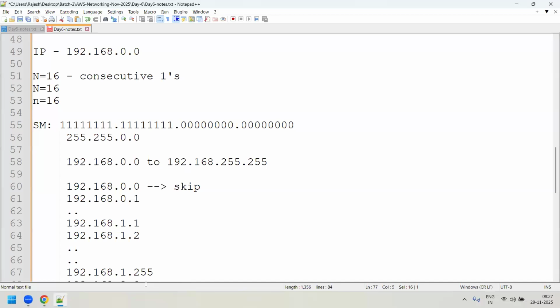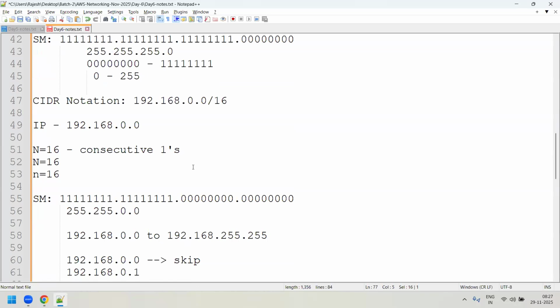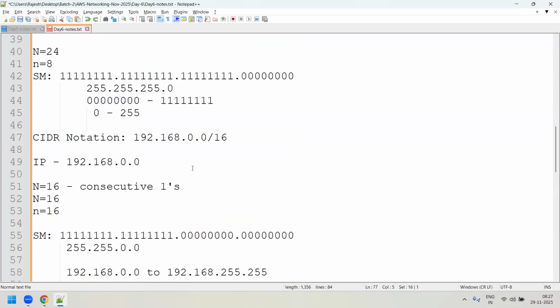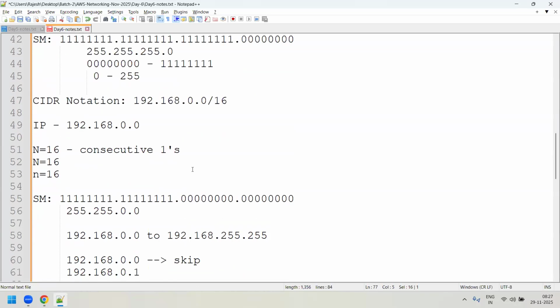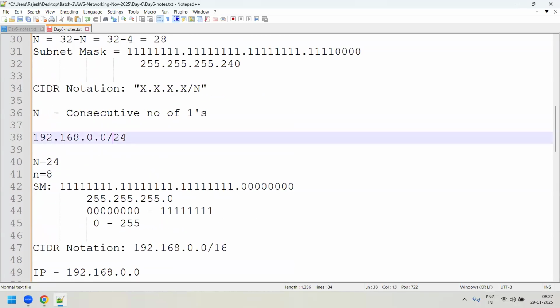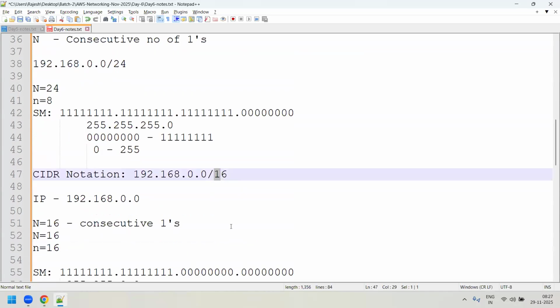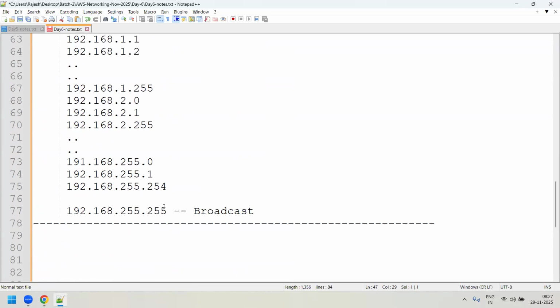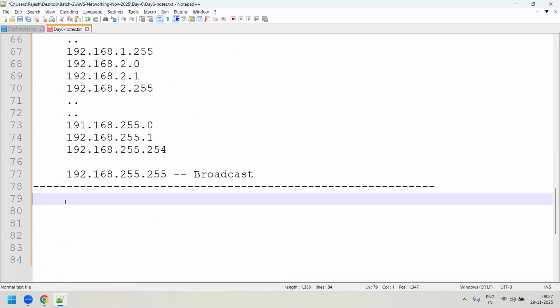If the prefix is a multiple of 8, it is easy to find the IPs. If it is 24, 16, or 8, it is quite easy to calculate.